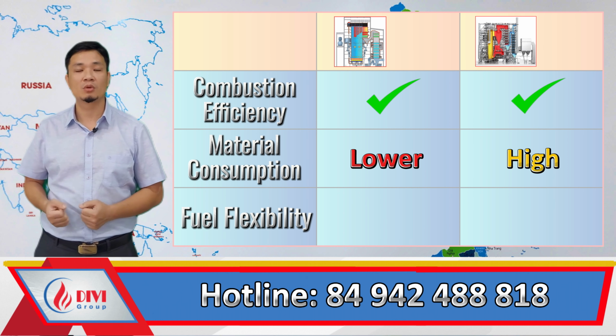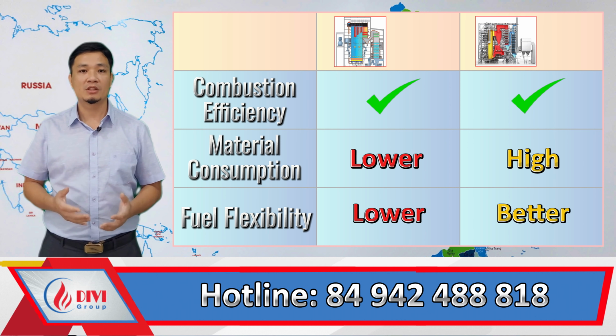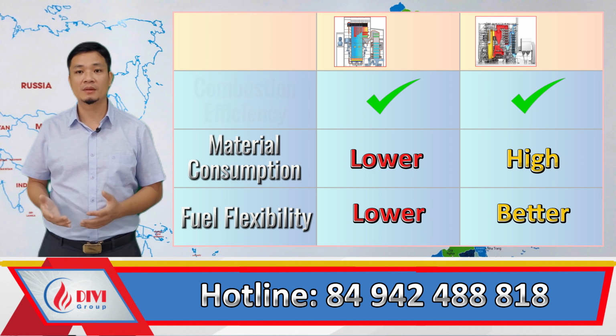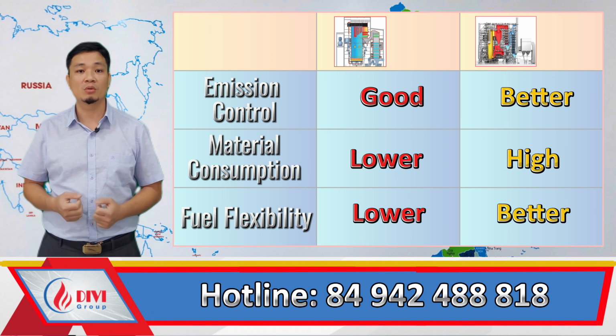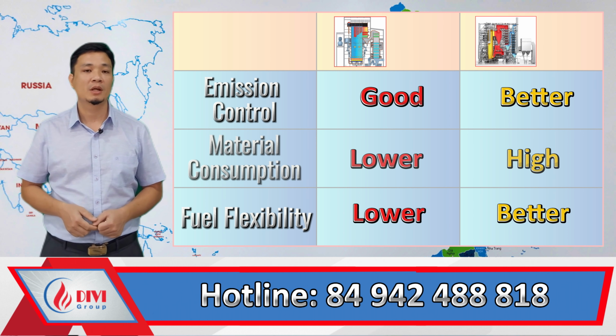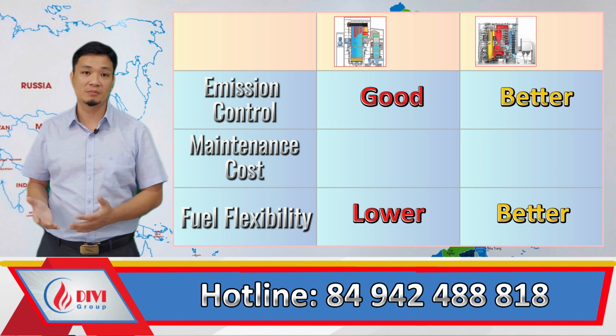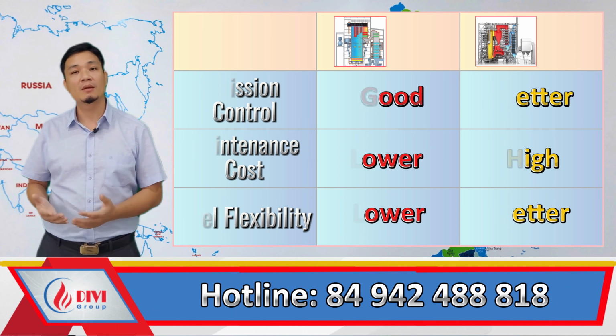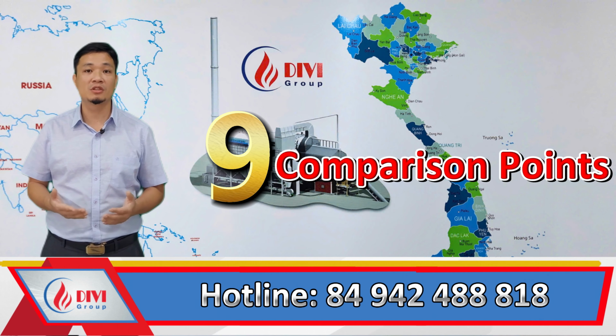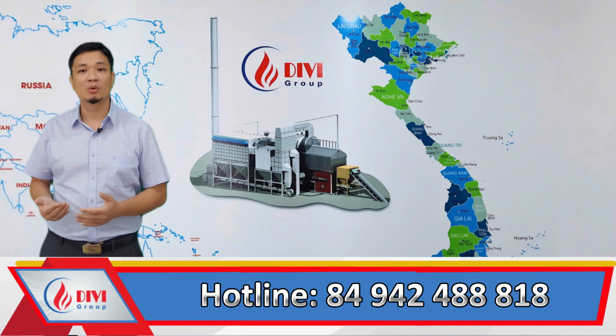7. Fuel flexibility. BFB: less fuel flexible compared to CFB. 8. Emissions control. Both boiler types offer good emissions control, but CFB performs slightly better. 9. Maintenance costs. BFB: lower maintenance cost due to simpler structure and fewer components. So those are the 9 basic differences between BFB and CFB boilers.